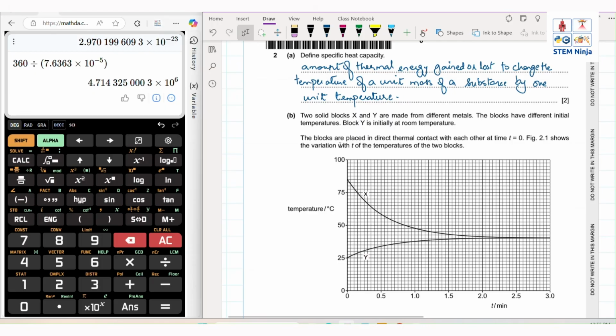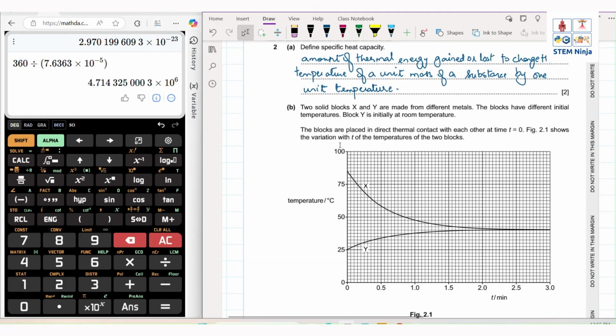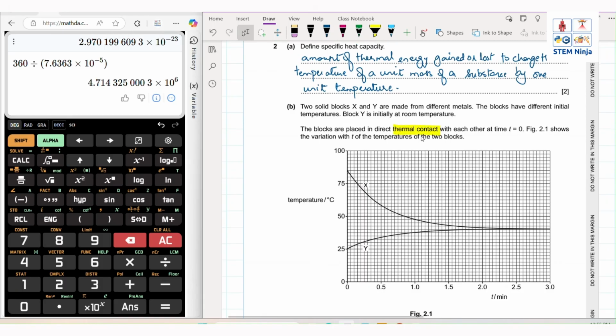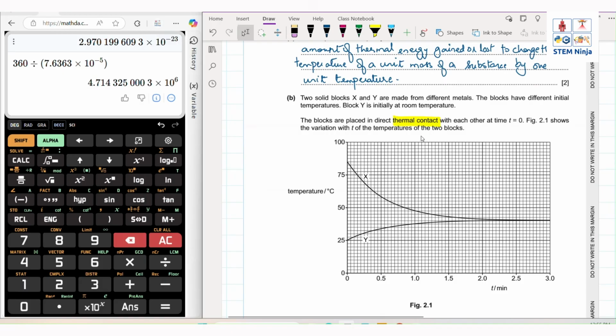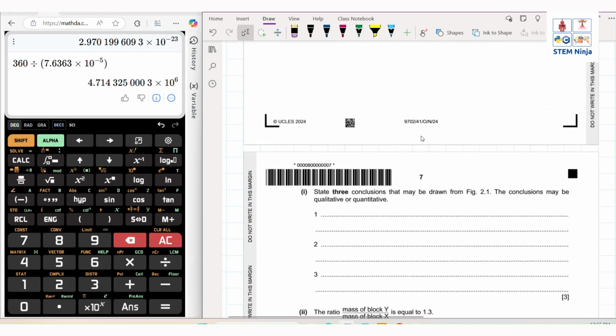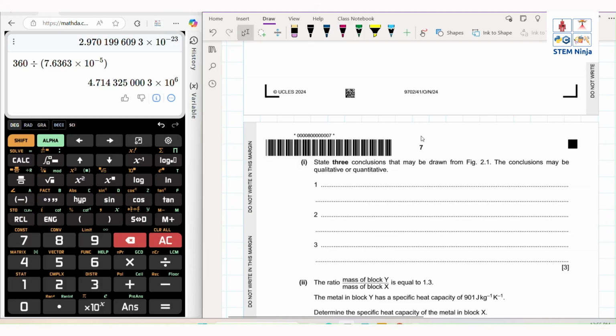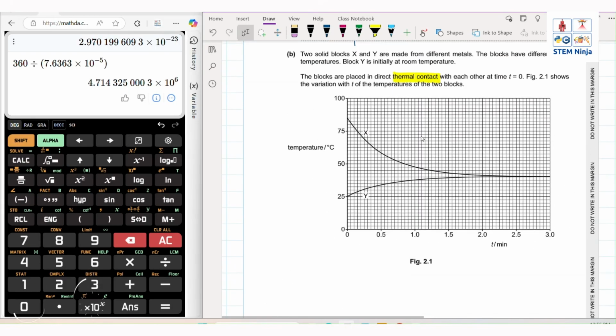Two solid blocks, X and Y, are made from different metals. The blocks have different initial temperatures. Block Y is initially at room temperature. Blocks are placed in direct thermal contact with each other at time t equals 0. The figure shows the variation of the temperatures of the two blocks. Thermal contact, as the word already suggests, means heat exchange is allowed. State three conclusions that may be drawn from figure 2.1. The conclusions may be qualitative or quantitative. Okay, all right. So let's see the points that we can actually talk about.